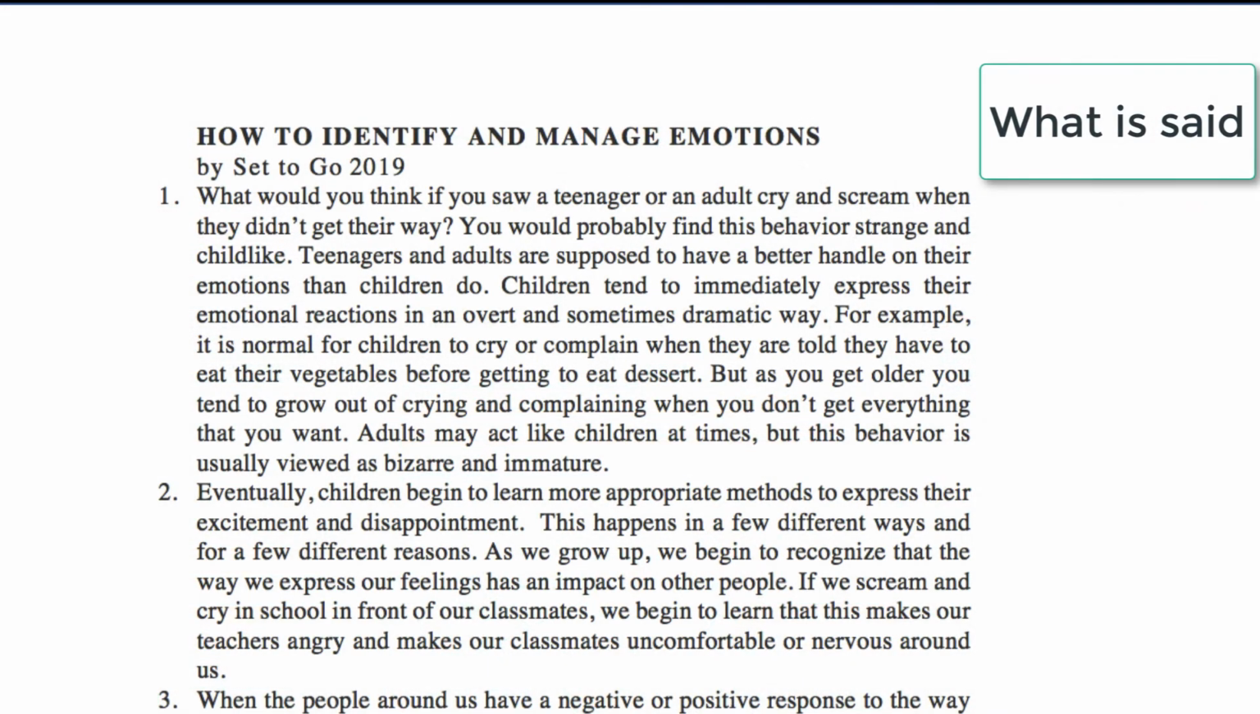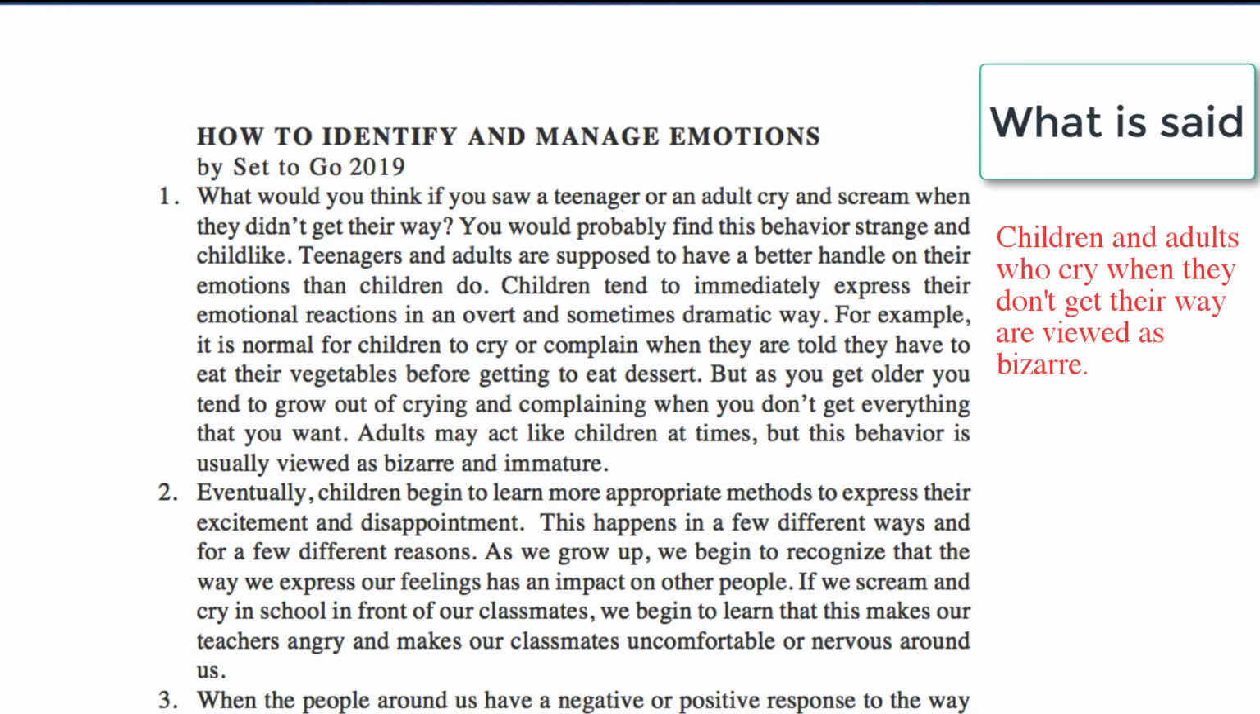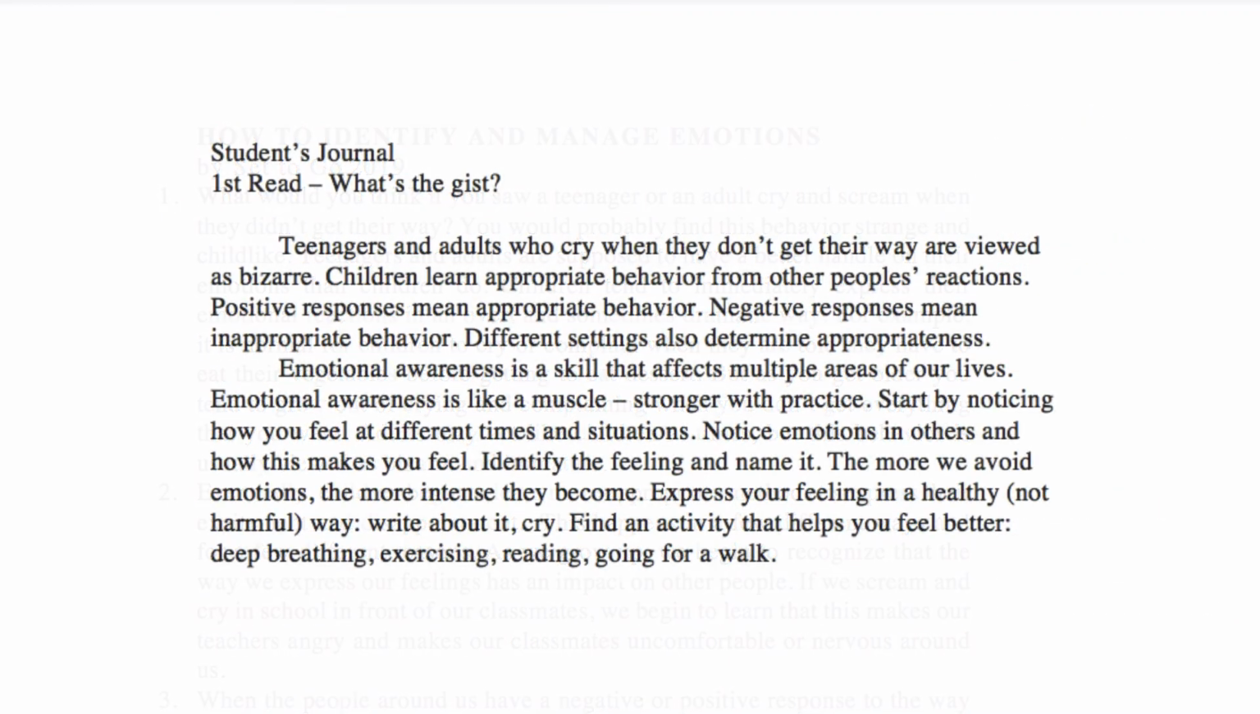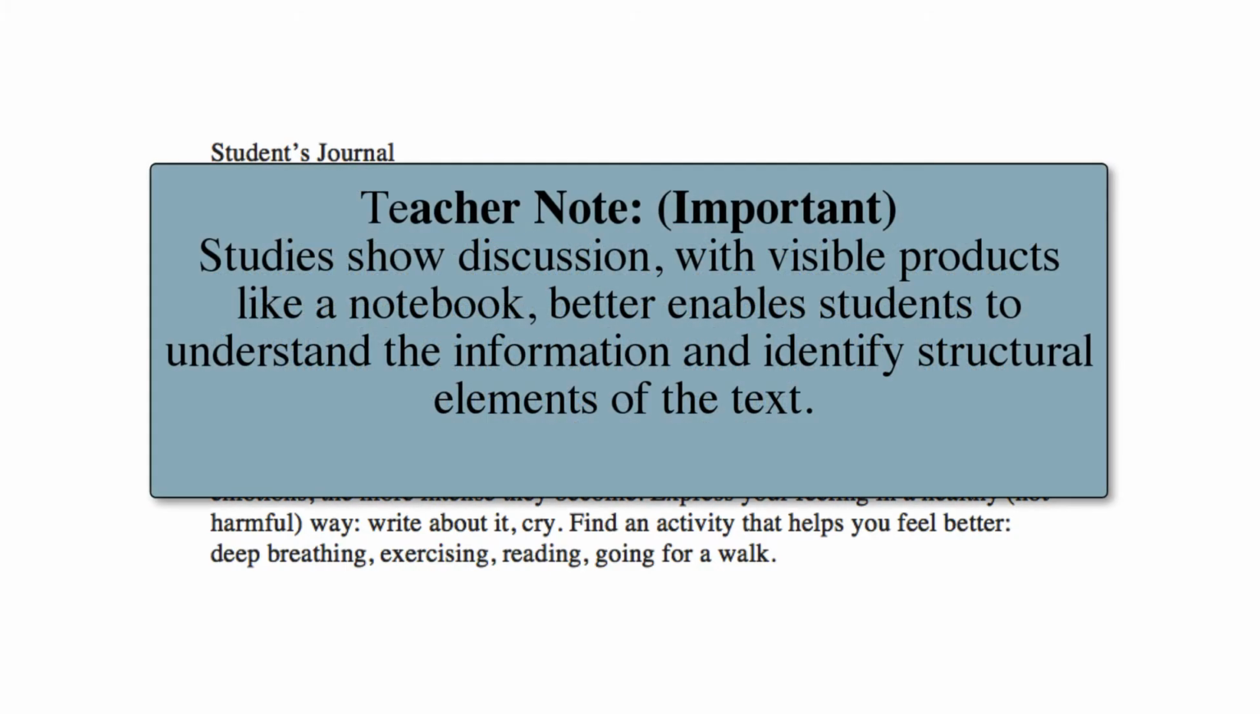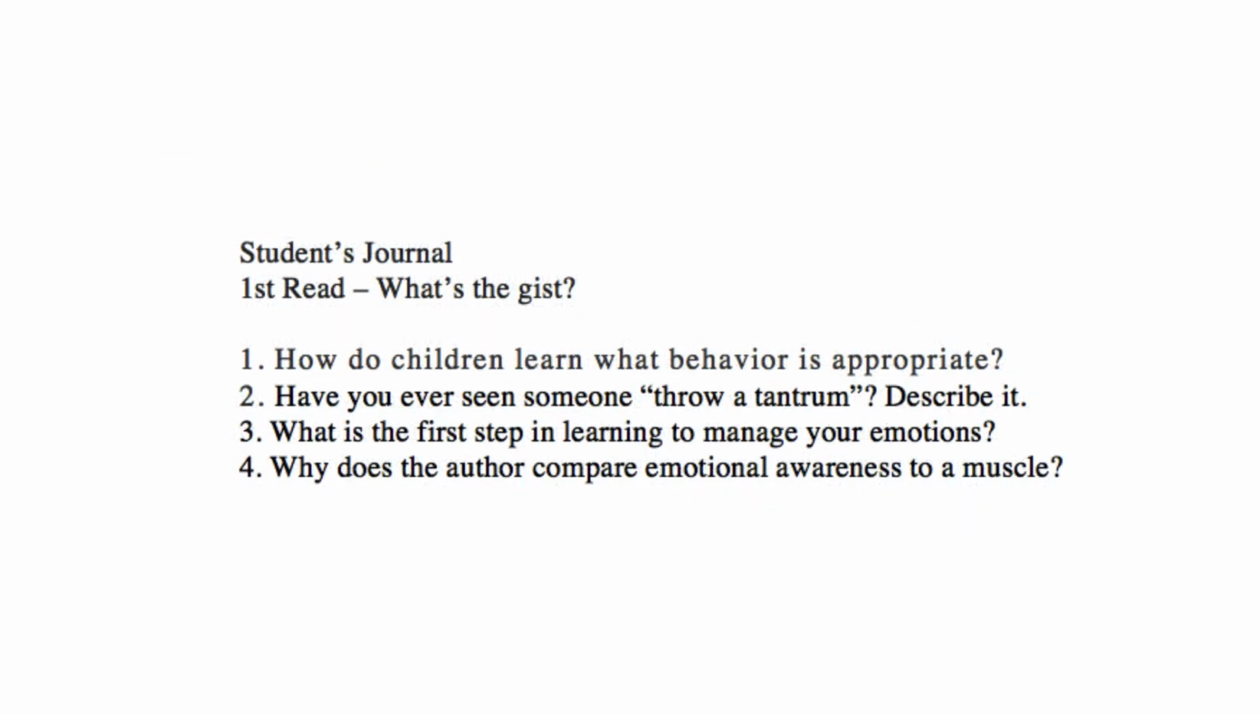As you read, stop at the end of each paragraph. Write a word or phrase to summarize the information in the paragraph. When you're done with the text, collect all of the phrases and write a summary in your notebook. This will enable the reader to determine the text structure used. Studies show discussion with visible products, like a notebook, better enables students to understand the information and identify structural elements of the text. Now answer the following questions in your notebook. All help understand the what of the text.